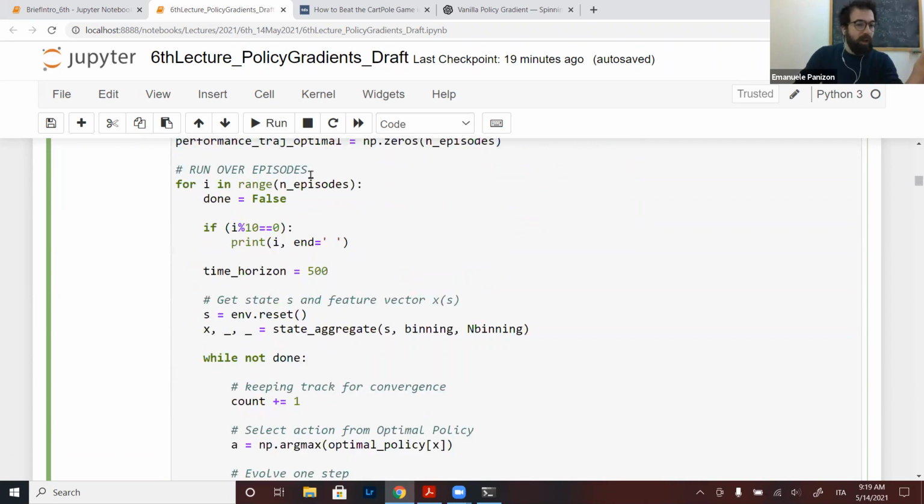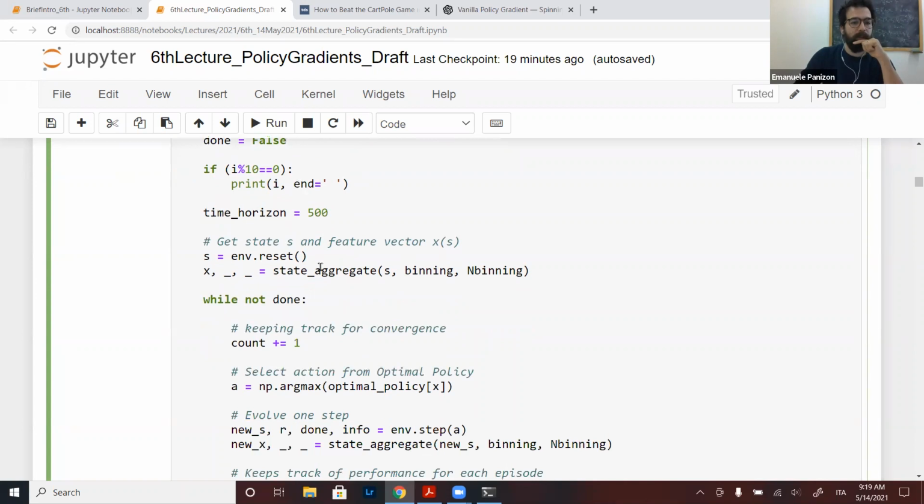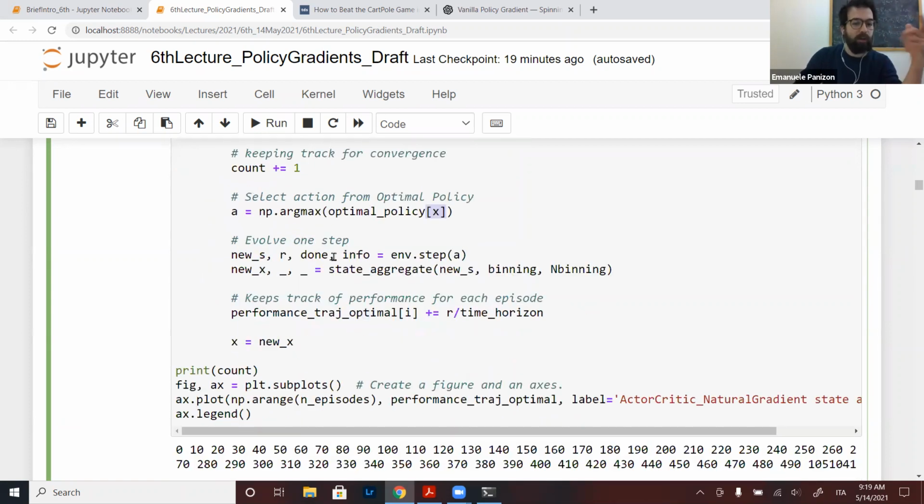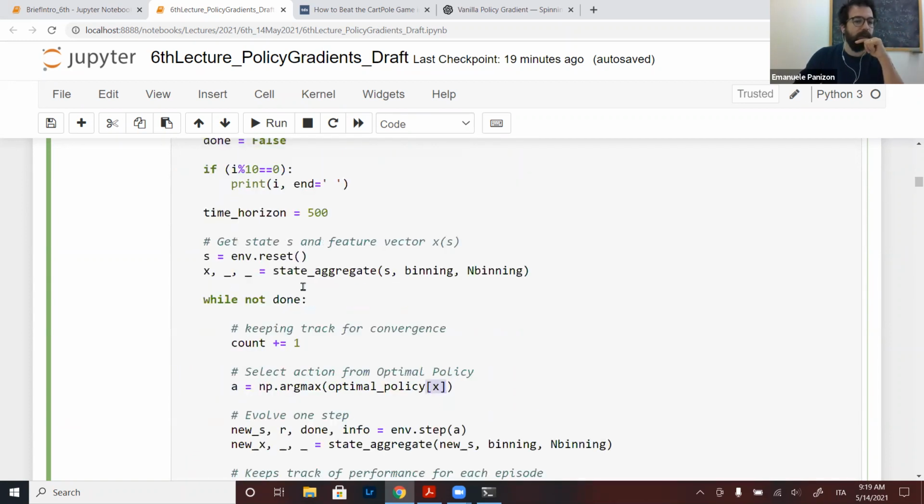And I do the episode. This will take a lot of time. So I just do a cycle over the episode. I take the state, I do the aggregation, and then I take the optimal policy, and I take the one which I selected as an action in the state X, and I do it over and over for 500 times.